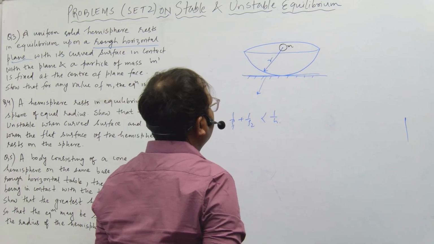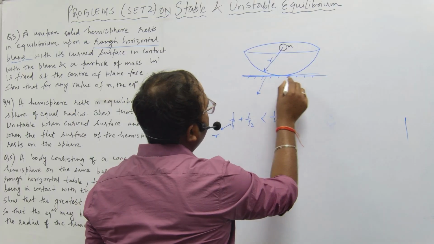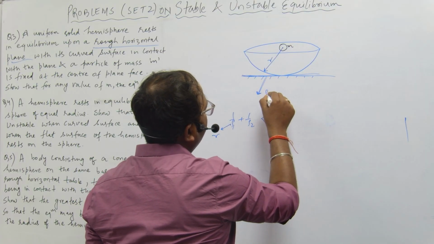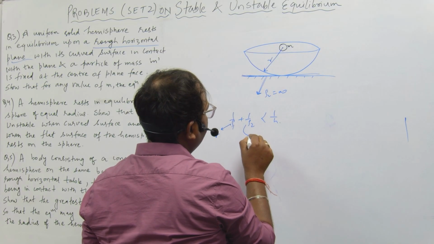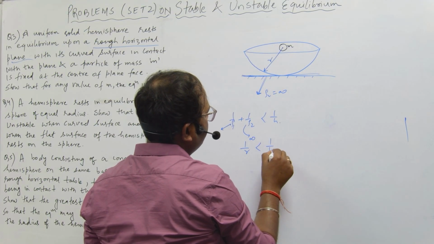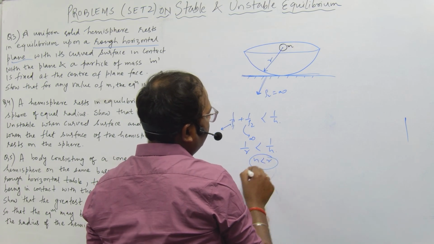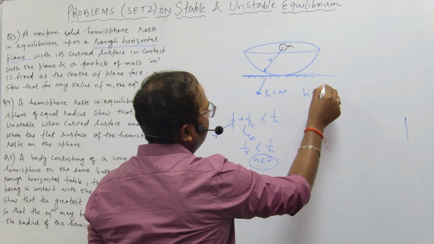Okay. So this rho 1 will be r and rho 2, for rho 2, this is a plane surface. So rho 2 will be infinity. So we have 1 upon r is less than 1 upon h. So this means h is less than r. Okay, so the condition here is h is less than r.